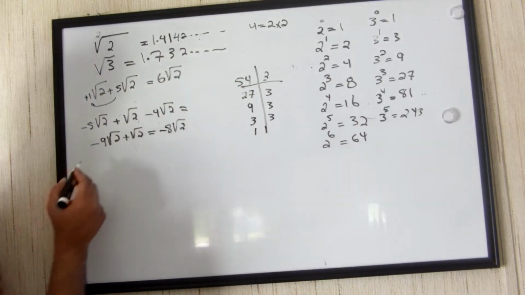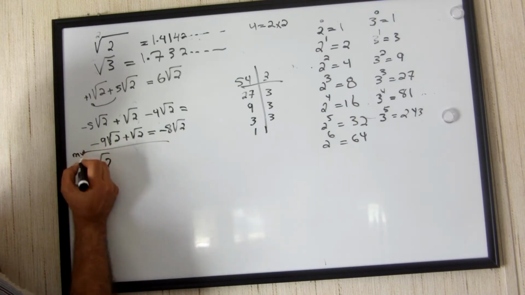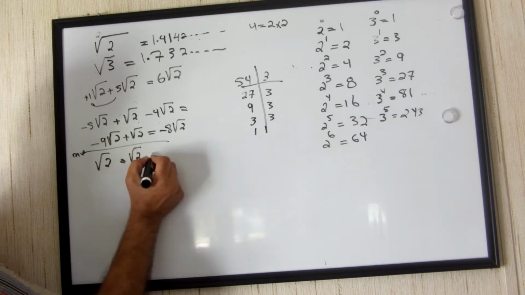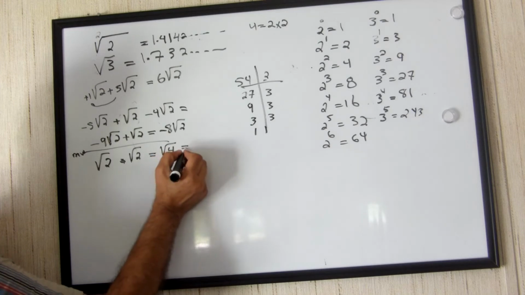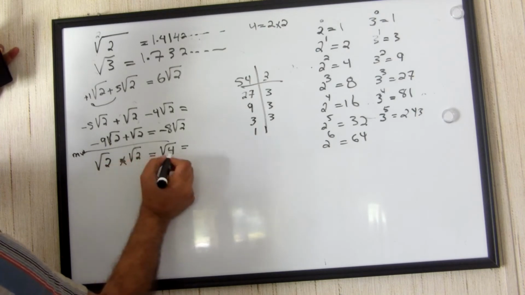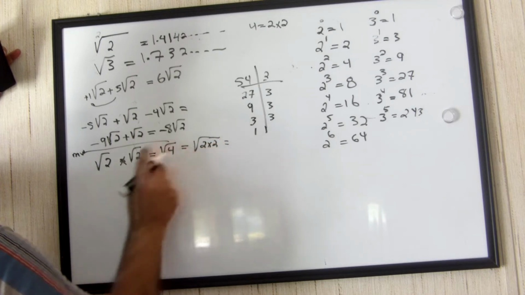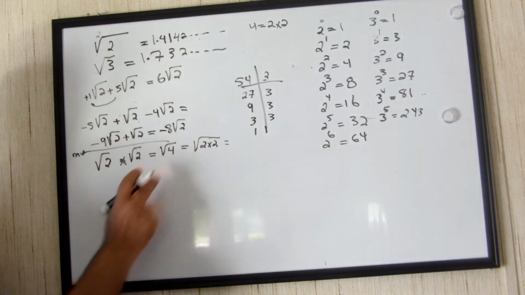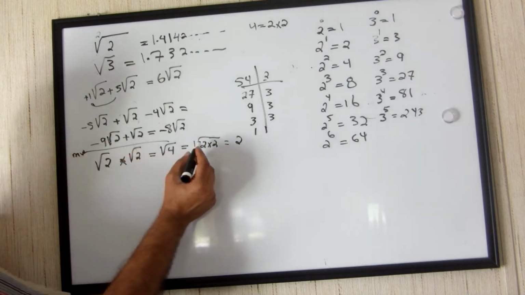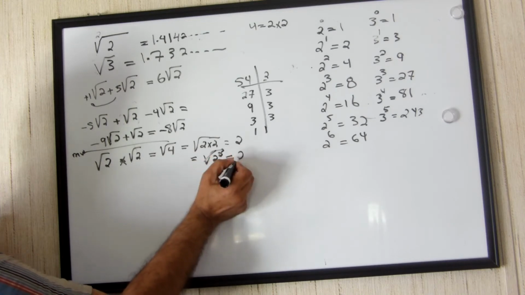Okay, how about multiplication? This is multiplication now. When we multiply these together, we can write square root of 2 times square root of 2. It's the square root of 4, which is 2. We talked about it: 2 to the power of 1/2 times 2 to the power of 1/2. These cancel out, and the result is going to be 2.